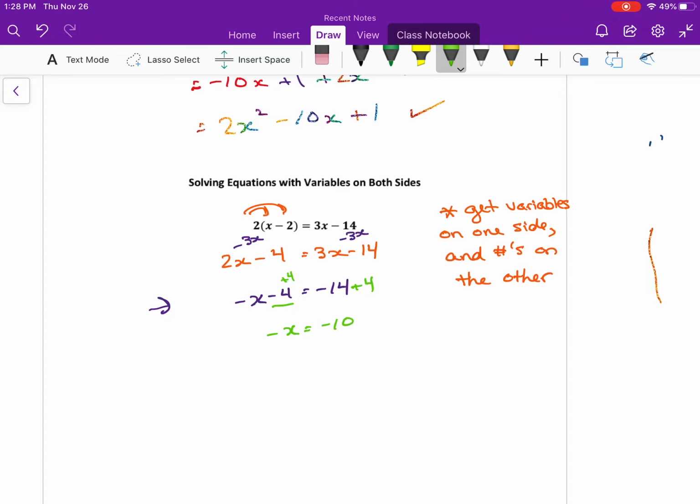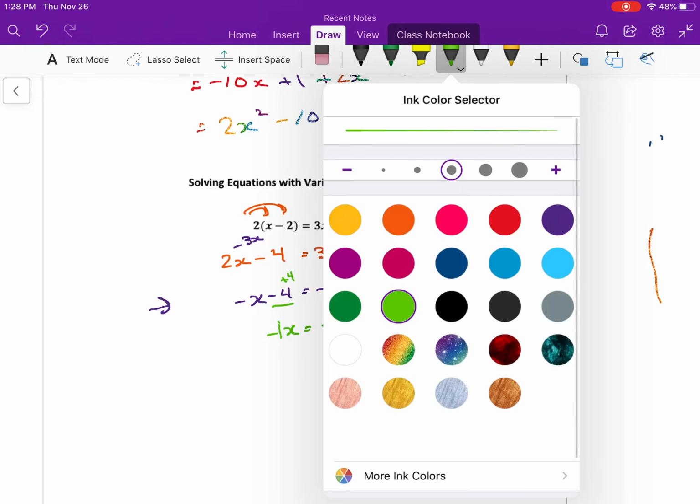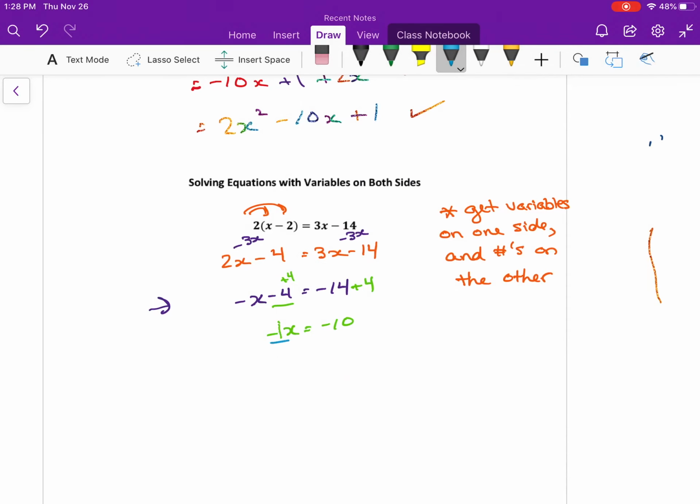And then if you're ever in this case where you have a negative x, it's just like a negative 1 here. So to get rid of it, we can divide both sides by negative 1. So we have x equals 10. And that's our solution.